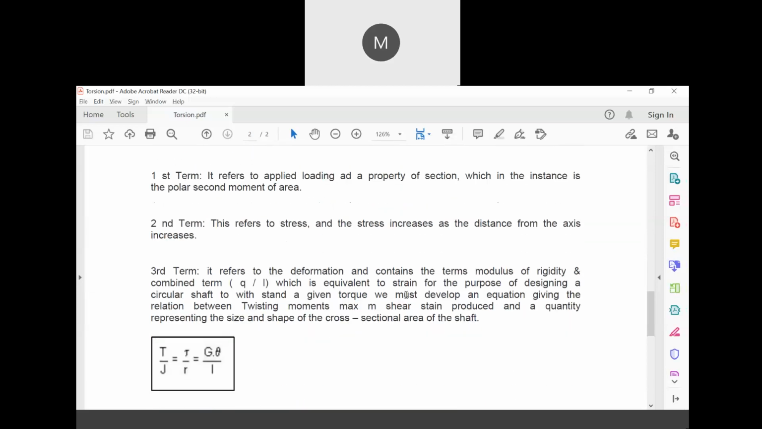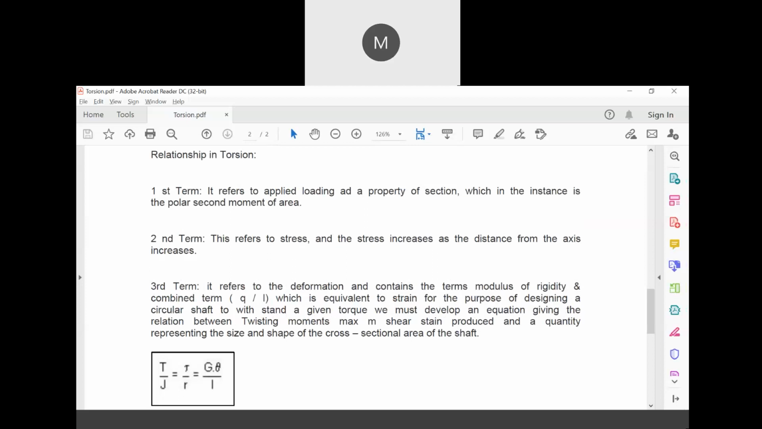Now, this relationship of torsion, T by J equal to tau by R equal to G theta by L. This relationship is very important. Let's try to remember this relationship. The first term, second term and third term describe basically the expression for torsion.